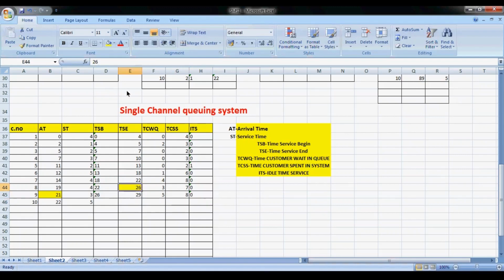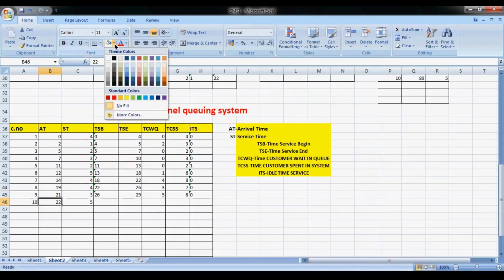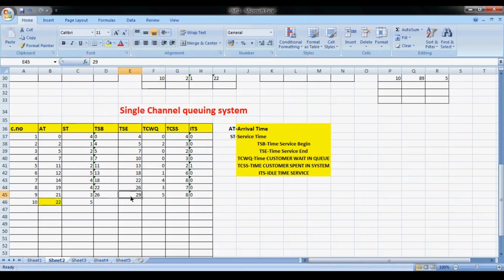Next, the server is going to finish the operation at 29 and the customer is coming at 22. Out of 22 and 29, the maximum value becomes the time service begin. So time service begin for the next customer is 29. Time service end for the 10th customer is time service begin plus service time, that is 29 plus 5, which gives 34.